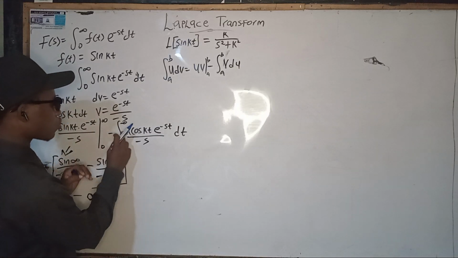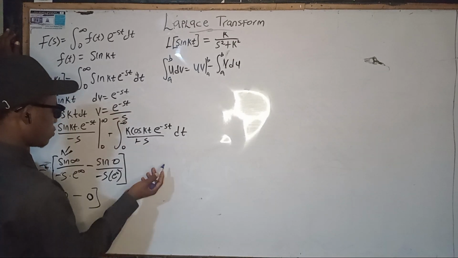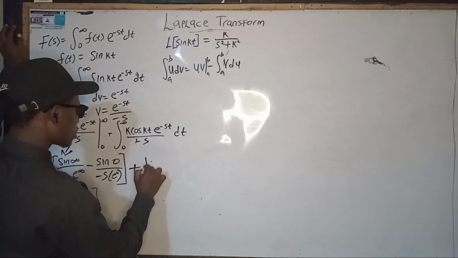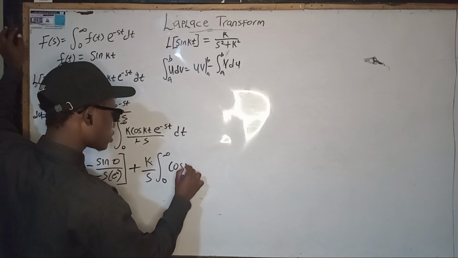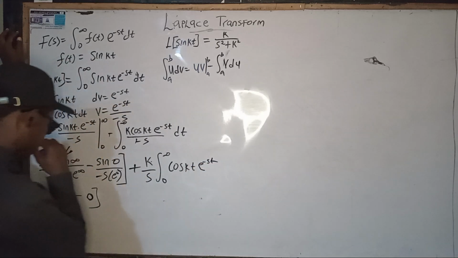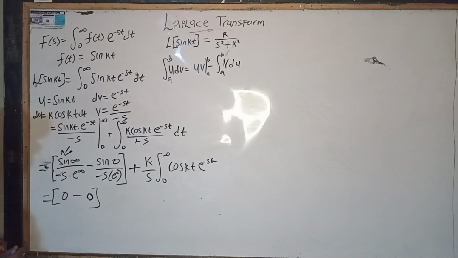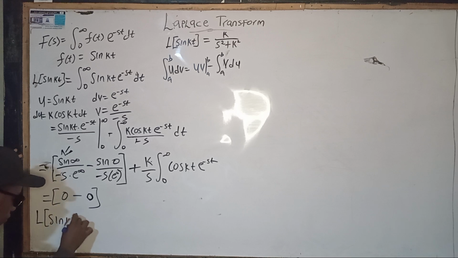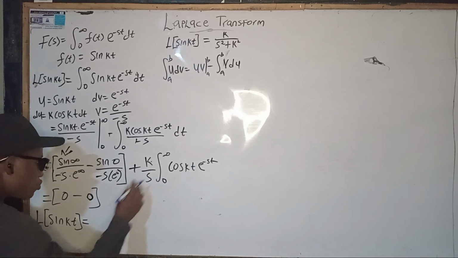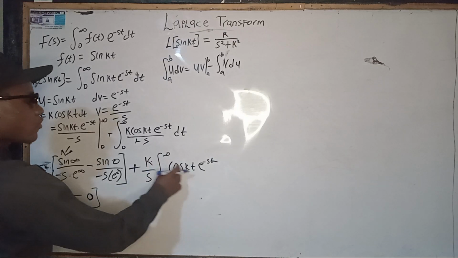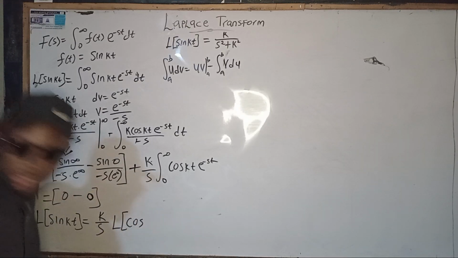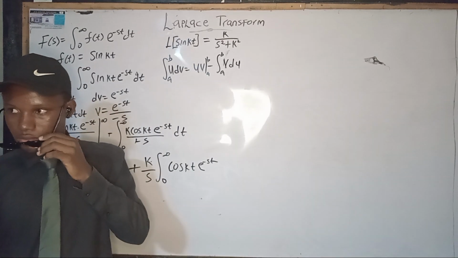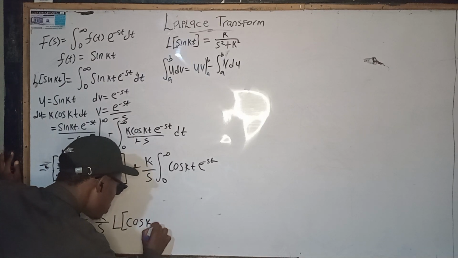Now to the other side, we can bring out the constant k and minus s. The minus here cancels the minus here, so we have plus k over s, then the integral from infinity to 0 of cos kt times e raised to the power minus st. We know the first part is 0, so the Laplace of sine kt equals k over s times the integral of cos kt times e raised to the power minus st. What does it look like to you? It is the Laplace transform of cos kt.